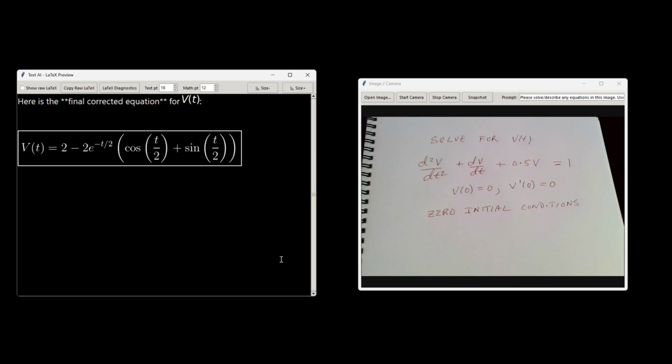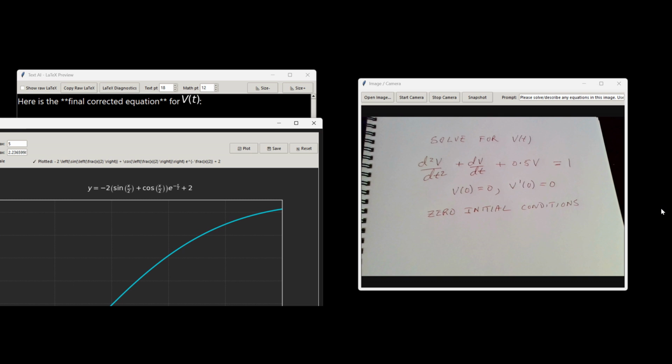Here is the final corrected equation for v(t). Boxed: v(t) equals 2 minus 2e to the power of minus t over 2, times cosine t over 2 plus sine t over 2. Okay, graph that. Plotting the function.